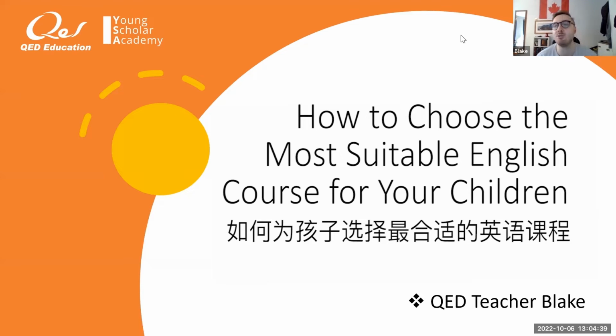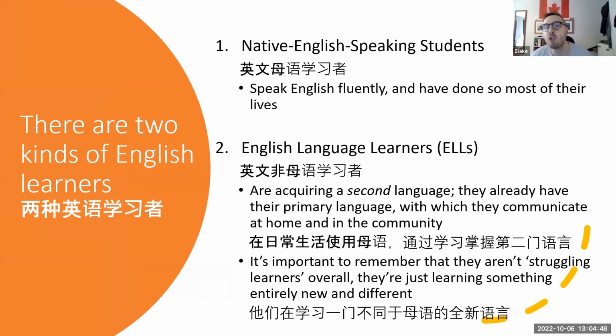Okay, how to choose the most suitable English course for your children. Let's begin. There are two kinds of English learners in my experience, and I think in everyone's experience. The first kind are your native English speaking students. Those are, of course, kids that already speak English fluently. Maybe they learned it as a first language. Maybe they have been speaking English since they were a baby. They speak English quite well, and they've done so for most of their lives. So that's your first kind of learner.